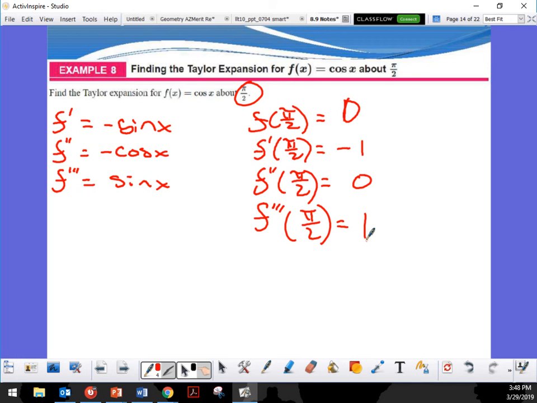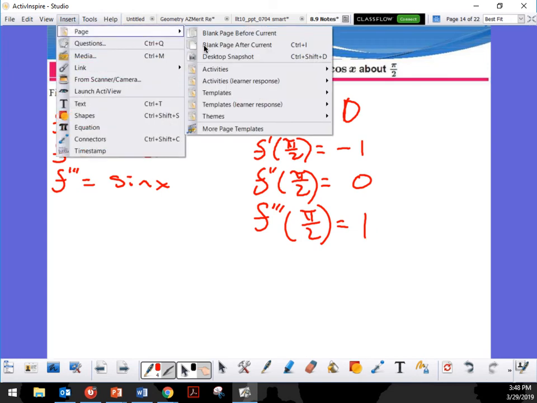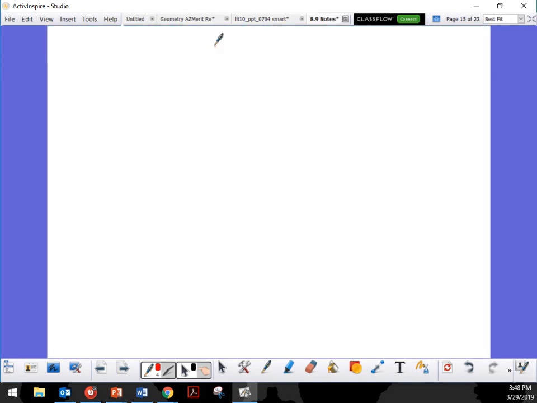Okay, so let's take a look and keep going. Let's start doing our terms, right? So my terms for this one, it's going to be new page, insert page, new. All right, so I have my value. It's going to be f of pi over 2, which is 0, right? Yep. Plus 1 x to the 1 over 1 factorial.